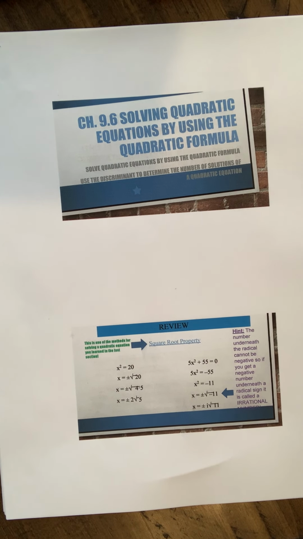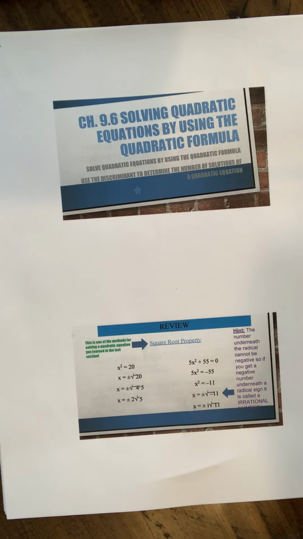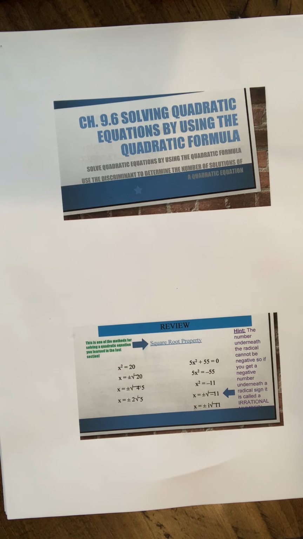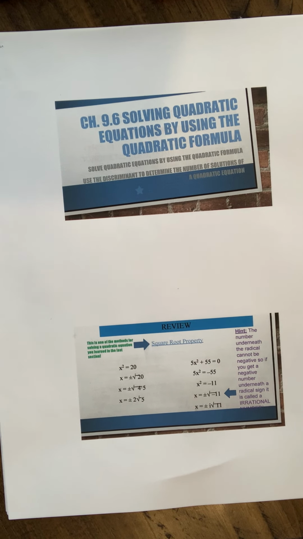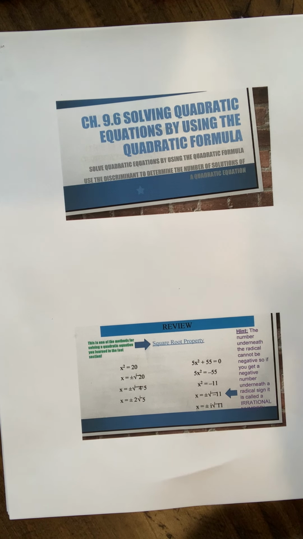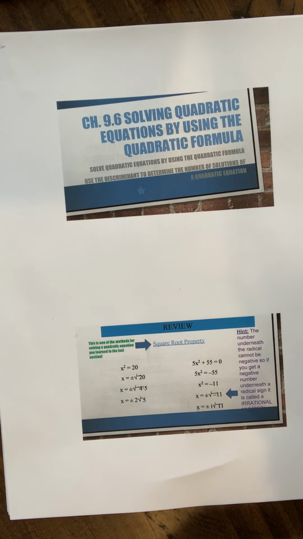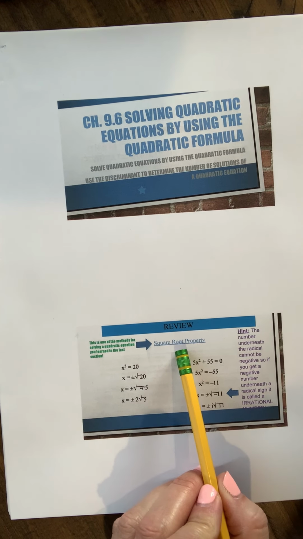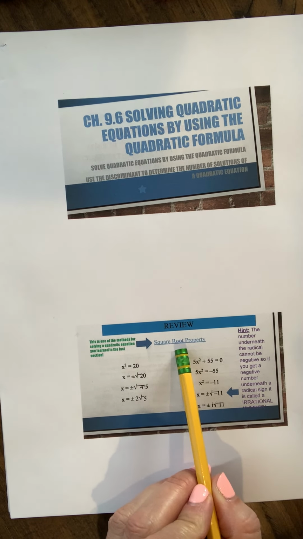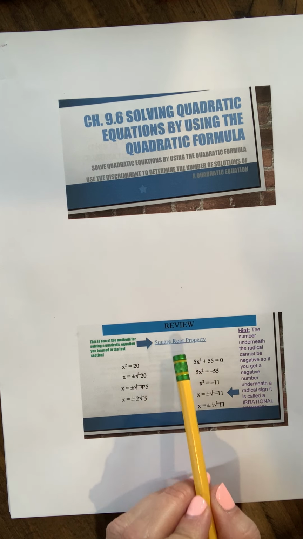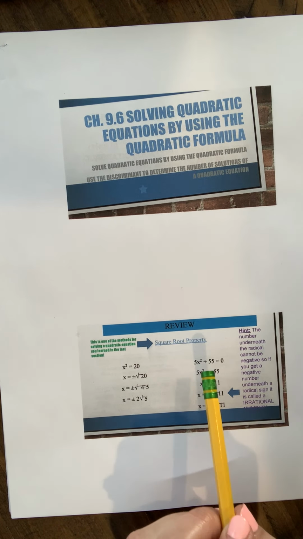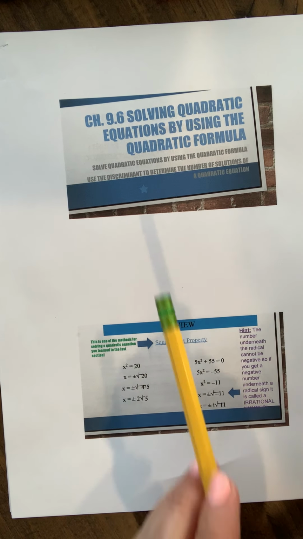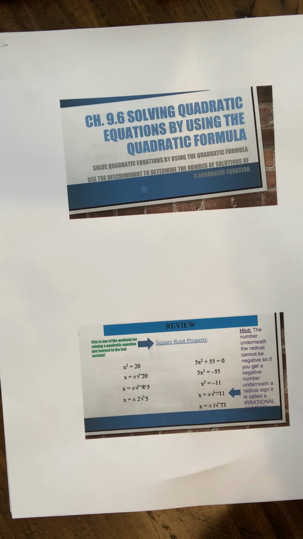Okay, so here is the tutorial for 9.6, solving quadratic equations by using the quadratic formula. This is going to be our fourth method for solving quadratic equations. Remember, our first method was graphing. Our second method was using the square root property. Our third method was factoring. And now we are going to learn how to solve it by using the quadratic formula.